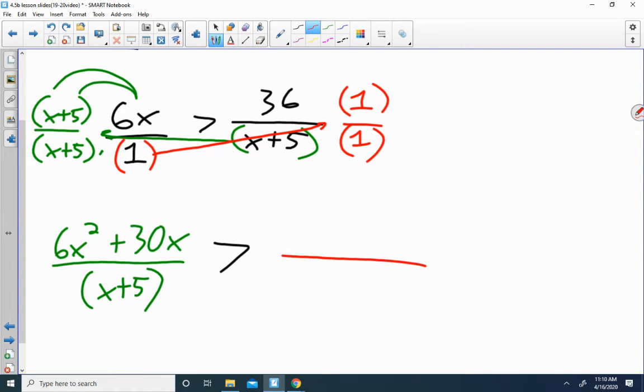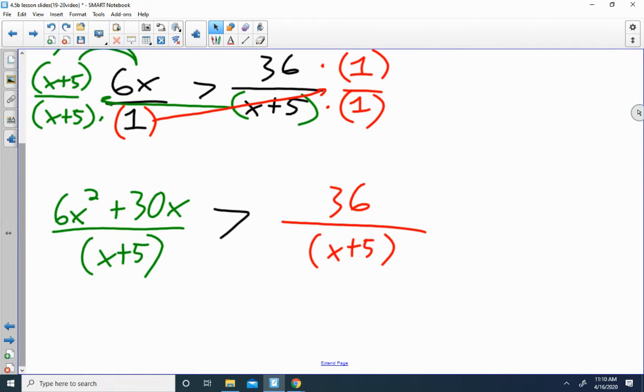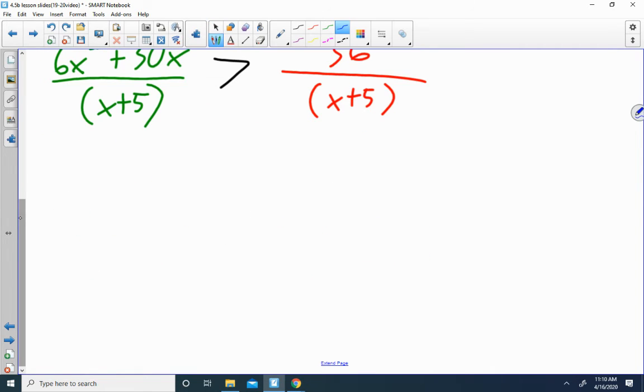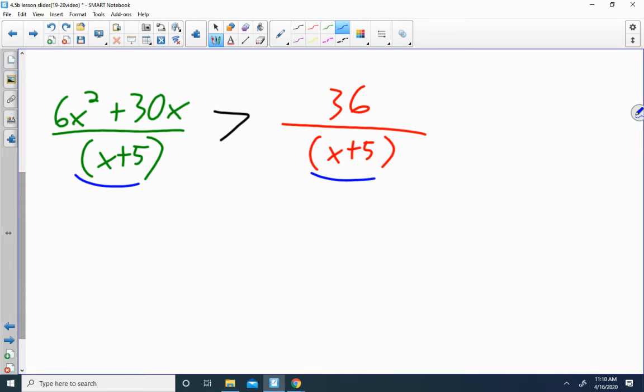Now let's do the red side. Here we have 36 times 1, which is just 36. And then x plus 5 times 1, which is just x plus 5. All right. And check it out. We have common denominators, which means we can now combine these. But again, we have an inequality, which means we can't just add or subtract. We got to do it to both sides.